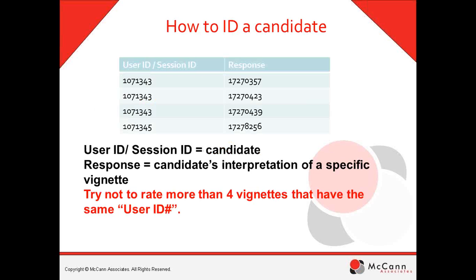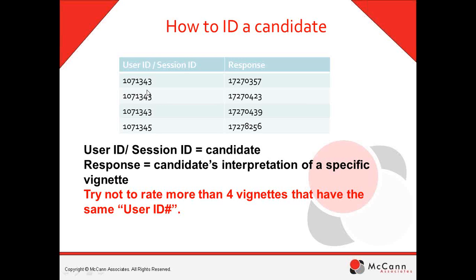And here's a tip for being able to mechanically identify a candidate and keep an eye on the number of vignettes for one candidate that you're rating. When you are in the scoring tool and you're viewing a list of available vignettes, the column that refers to user ID or session ID represents the candidate. And you can see that in my example, the fact that we have the same number, 1071343, for all 4 rows, means that I have 4 responses, all for the same candidate.